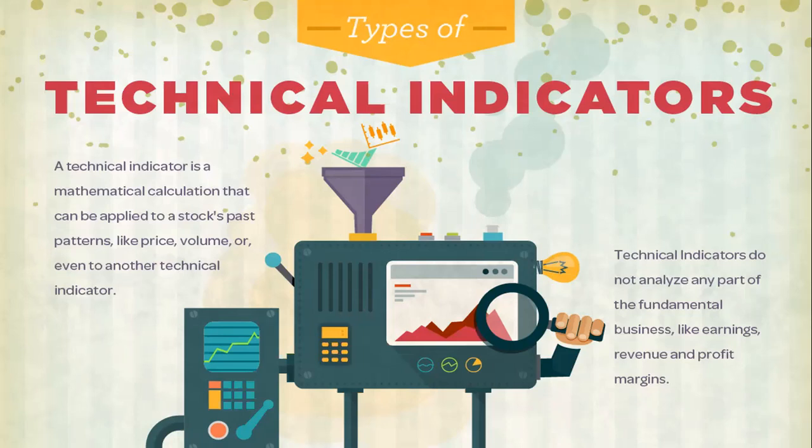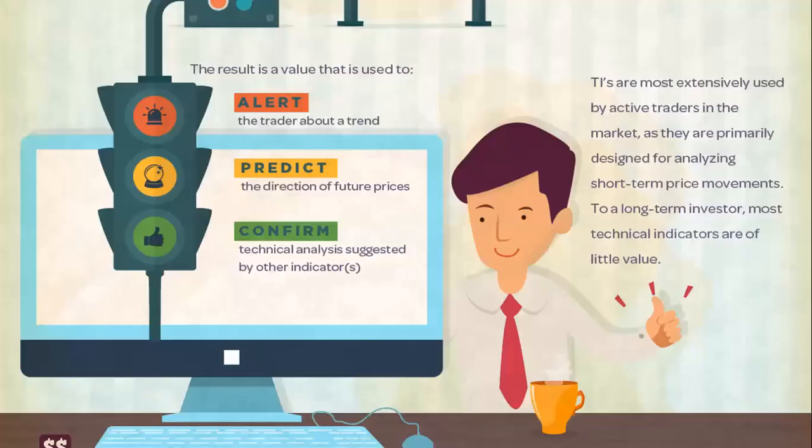So let's go to the next slide. I think the next slide is not opening. I don't know why. Okay. So what do technical indicators do? The result is a value that is used. After the technical indicator calculates or measures the past patterns of price and volumes, it gives alerts to the trader about a trend.